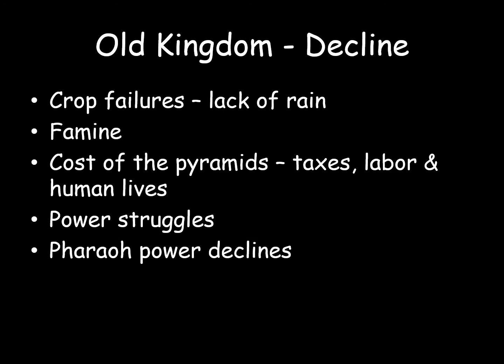So the Old Kingdom started to decline, and part of this decline was due to crop failures because they had droughts. Crop failures caused famine because there's no food. And then the cost of the pyramids was sky high with taxes on labor and human lives. And then there were power struggles. And the power struggles were between nobility and priests. And it led to a decentralization of power. And they had constant struggles and civil war in the Old Kingdom. And the pharaoh's power declined.